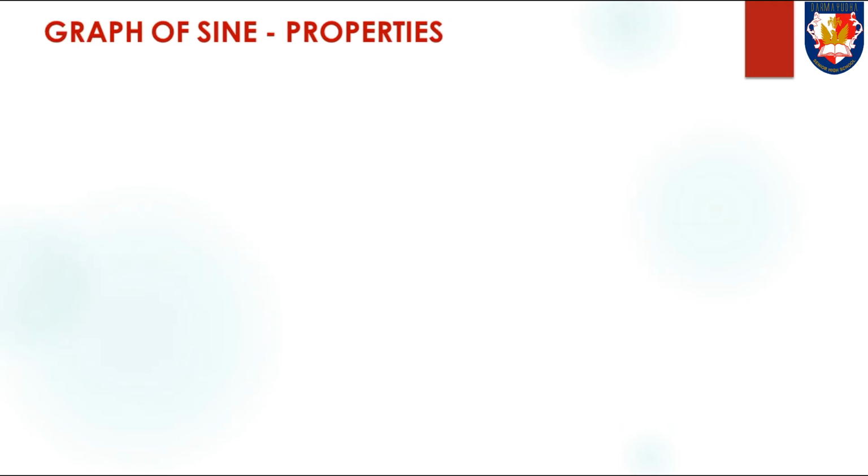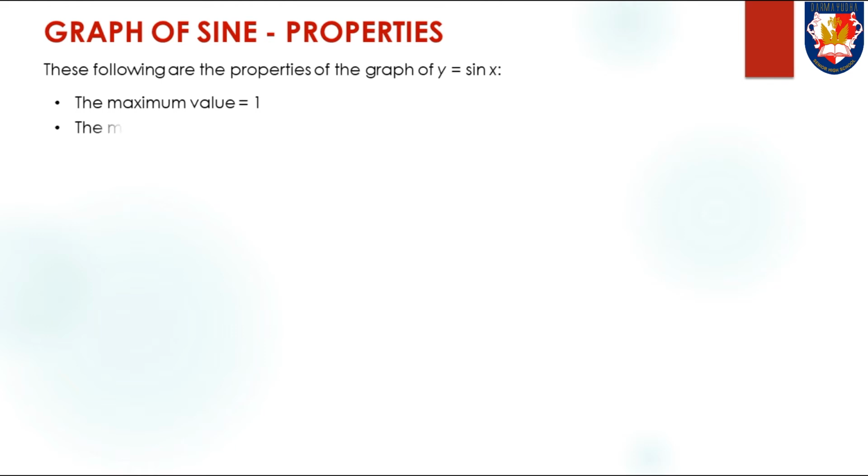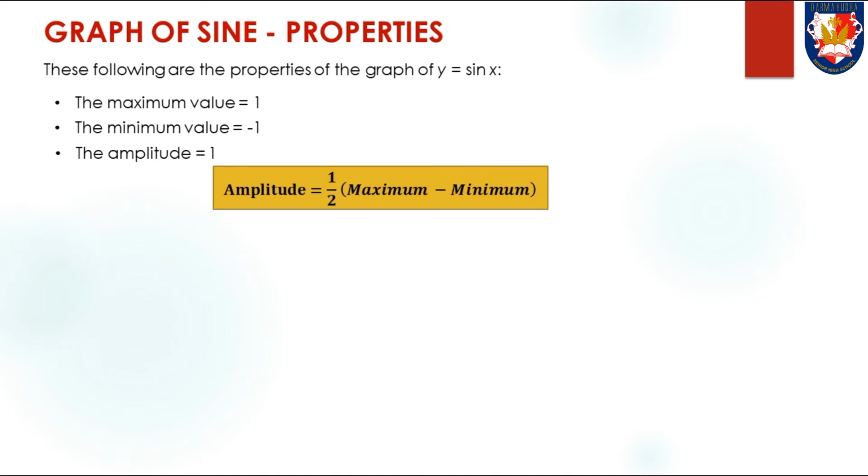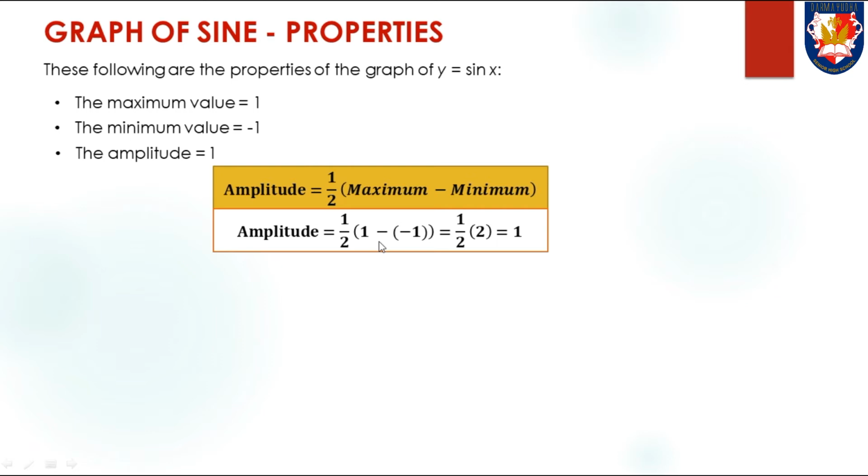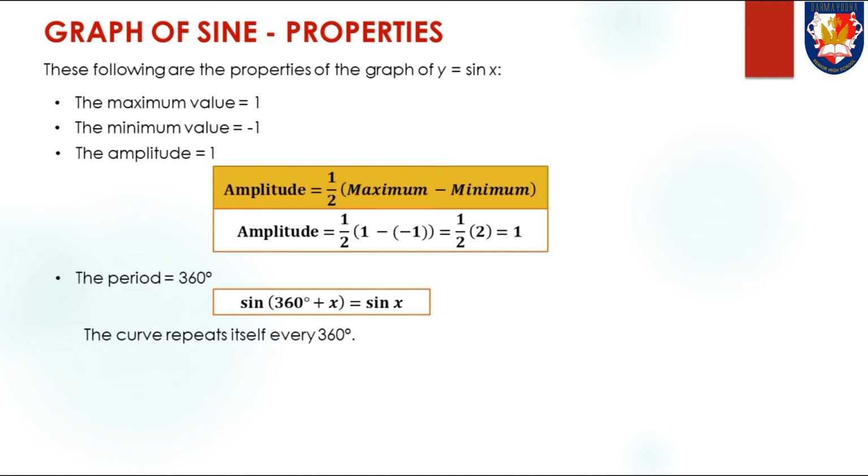Now if we take a deeper look at the graph of sine, we have the following properties for y equals sine x. The maximum value equals 1, the minimum value is negative 1, and the amplitude equals 1, because amplitude equals half times maximum minus minimum, equals half times 1 minus negative 1, equals 1 over 2 times 2, equals 1. The period is 360 degrees because sine of 360 degrees plus x equals sine x. The curve repeats itself every 360 degrees. The graph of y equals sine x is symmetrical about the origin.